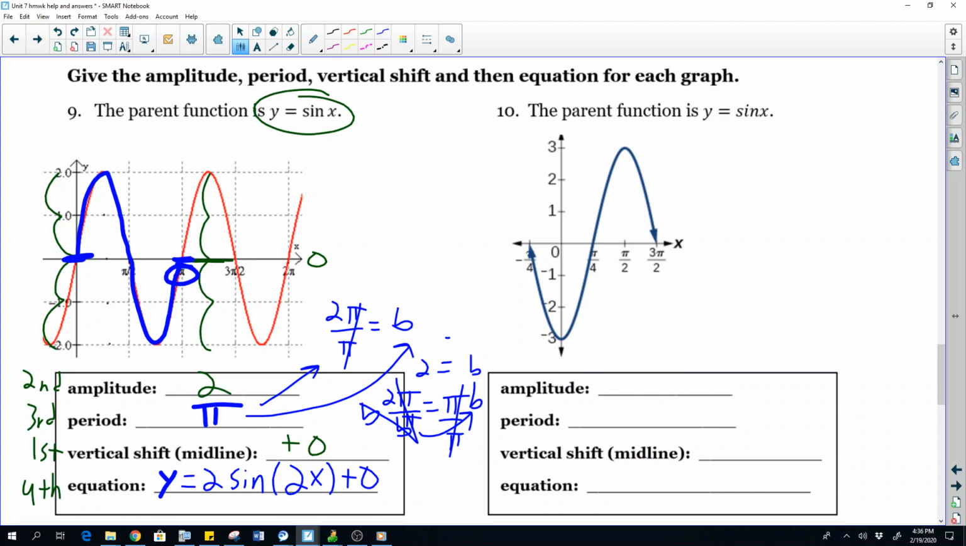Okay, we'll see if they want us to do that. That's extra credit. That's tricky.